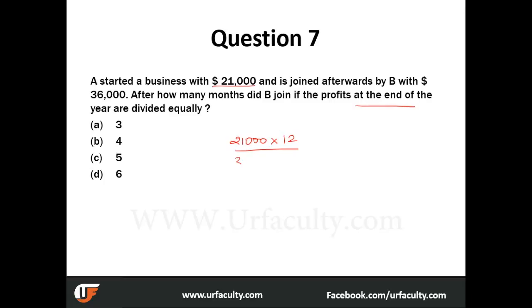And B, 36,000 into X. We'll keep it as X. And we know that the profits are 1 by 1. So what happens? 21,000 into 12 is equal to 36,000 into X. We cancel this out. We cancel this out. And we get X is equal to 7. When X is equal to 7, it means B was invested for a period of 7 months.